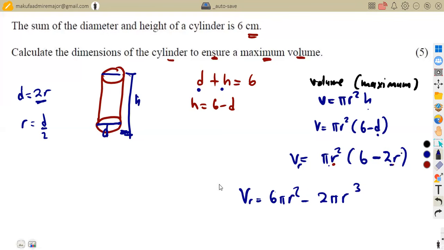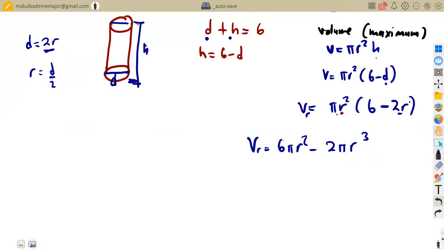So this expression of volume with respect to the radius is enough for us to know the conditions that will make the volume maximum, because we are saying for this volume to be maximum, the derivative of the volume with respect to the variable that you are left with, which is the radius, must be equal to 0. So we are simply differentiating here. 2 times this 6 is going to be 12 pi. Remember, we multiply by the exponent, then you subtract 1.